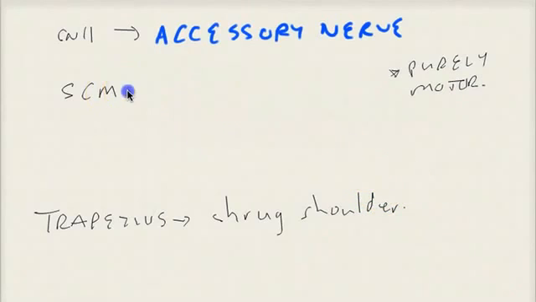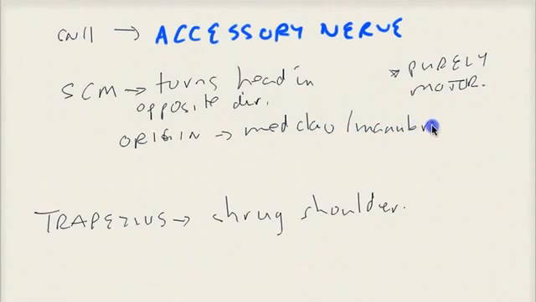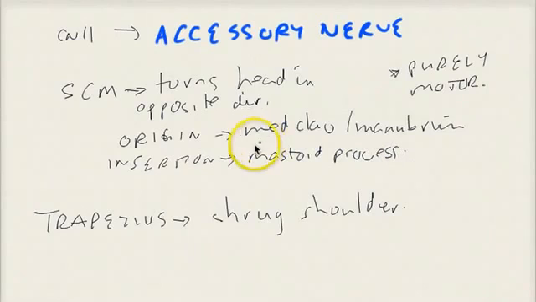Now, the sternocleidomastoid, its role is to turn the head in the opposite direction. So the right-sided sternocleidomastoid's role is going to be to turn the head to the left side. Now, the sternocleidomastoid, its origin is on the medial clavicle and the manubrium. Its insertion is on the mastoid process of the skull. Okay, injury to the accessory nerve will prevent rotation of the head in the opposite direction.